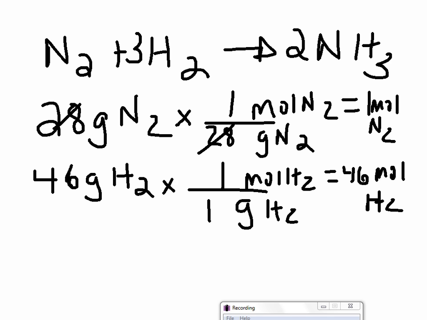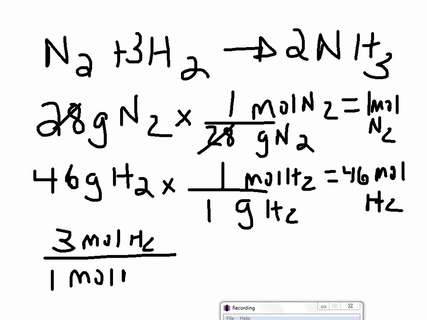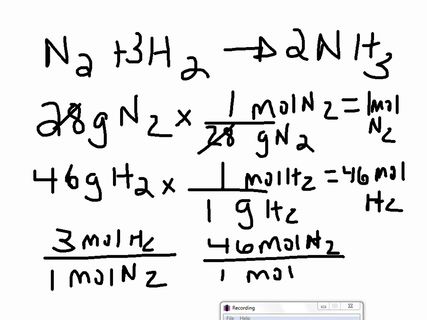Now in this example, it's pretty easy to tell what our limiter is going to be. It's going to be the nitrogen. The perfect ratio should be 3 moles of H2 for every 1 mole of N2, 3 to 1. Now in my equation, if I have that ratio, I can figure out the limiting reactant. I've got 46 moles of H2, and I only have 1 mole of N2. So the limiting reactant that's going to run out first is going to be nitrogen.